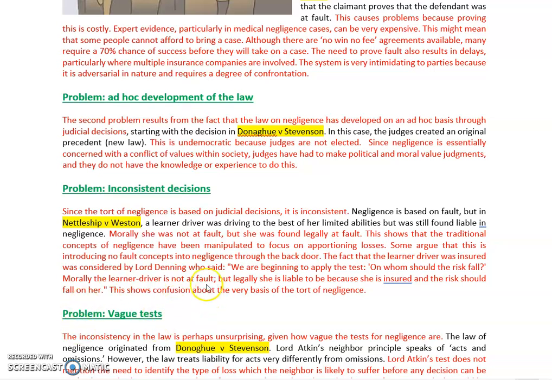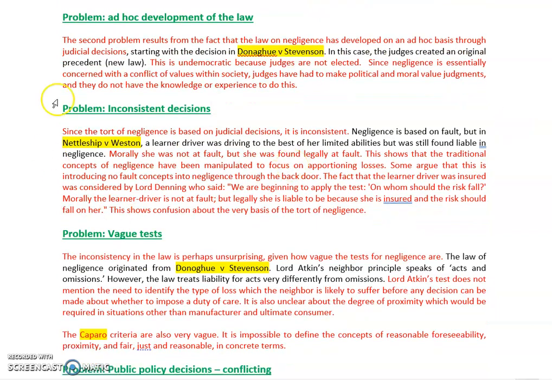Our next problem is that there are lots of vague tests in negligence, and again that links quite nicely with the ad hoc development and the inconsistent decisions that we have. The law of negligence, as we've mentioned, originated from Donoghue and Stevenson, and Lord Atkin's neighbour principle talked about acts and omissions. But actually the law treats liability for acts very differently from omissions. And Lord Atkin's test doesn't mention the need to identify the type of loss which the neighbour is likely to suffer before any decision can be made about whether to impose a duty.